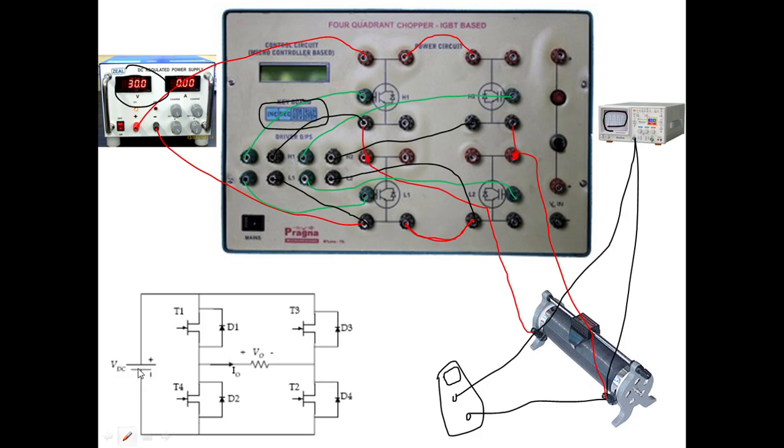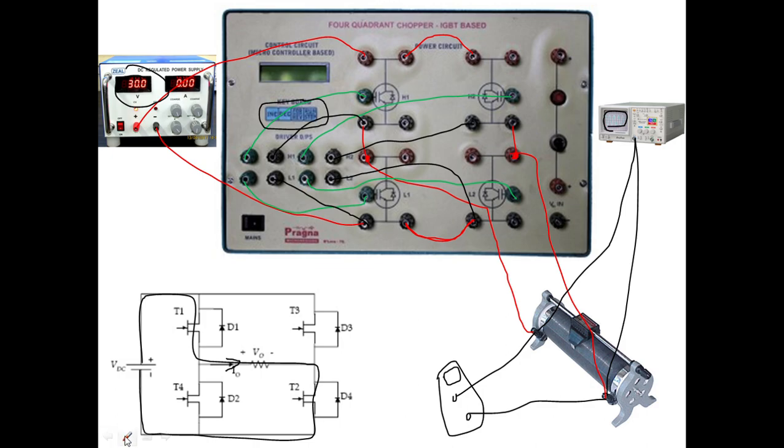What happens here in the positive half cycle? Now in the positive half cycle, this switch T1 and T2 will be on, right? So positive half cycle, T1 will be on and T2 will be on. So this will be the path for the current. Now how is the current flowing through the resistor? It is in this direction. Correct. So this is the first mode of operation.